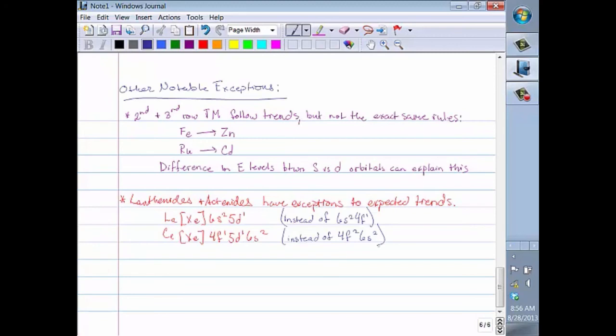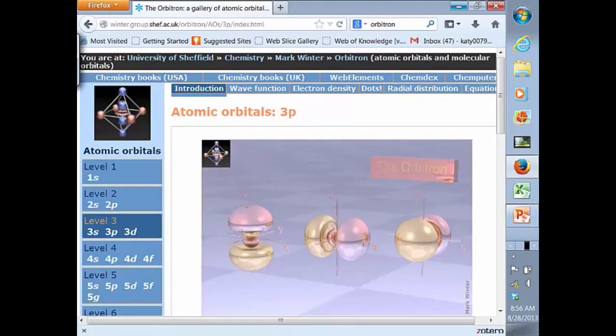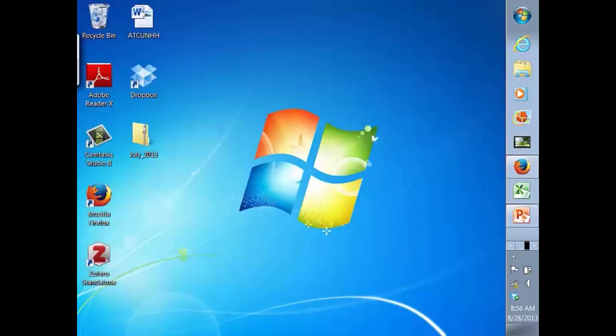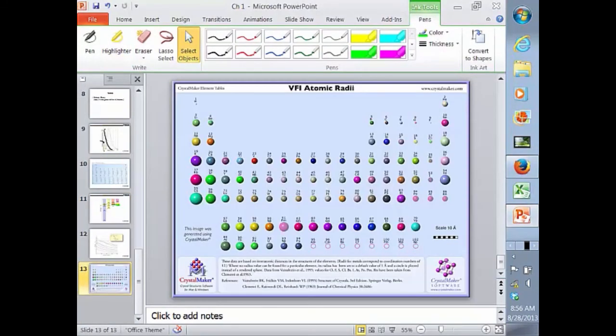Just like the relative changes in the d and s orbitals give weird things with transition metals, the f orbitals also have some funky things about them that change the trends. Let's look at the atomic sizes of these guys real quick and compare them to what we would expect. Let's actually start by talking about the d orbitals. If you look at the difference in size between carbon and silicon, notice it's a pretty big difference between the size of those two atoms.